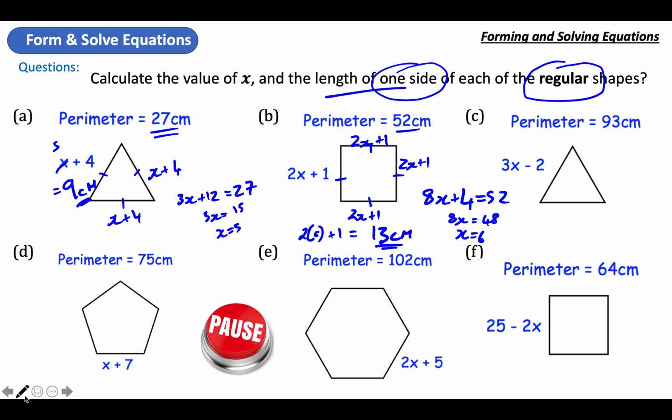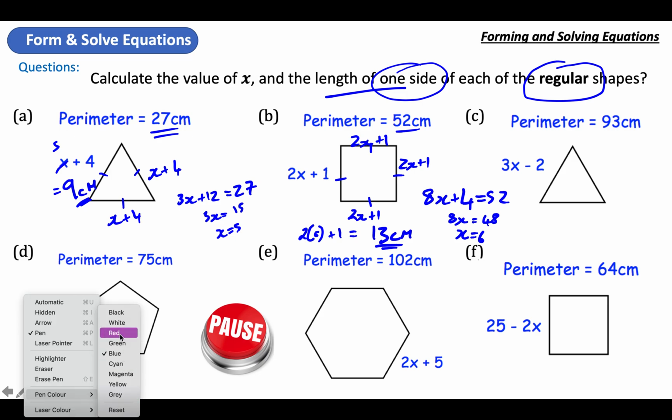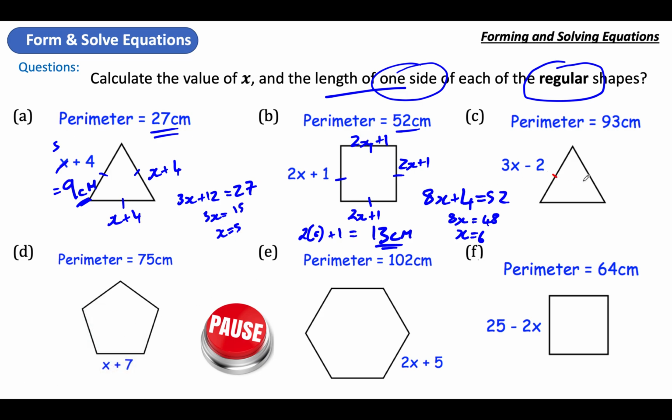Let's change pens. It's getting a bit confusing on there. Right. All the sides are the same. So all the sides are 3x minus 2. Add them all up. Well, 3x plus 3x plus 3x is 9x. Minus 2 minus 2 minus 2 is minus 6. And that equals 93, because it says so in the question.